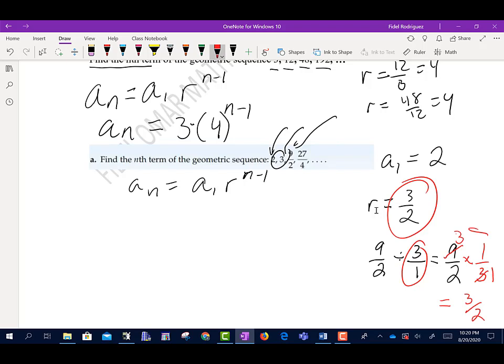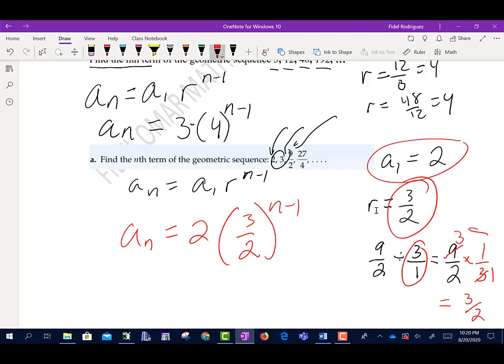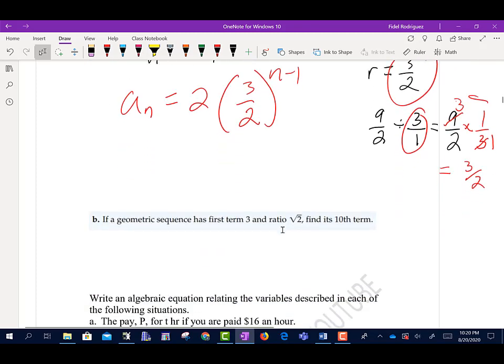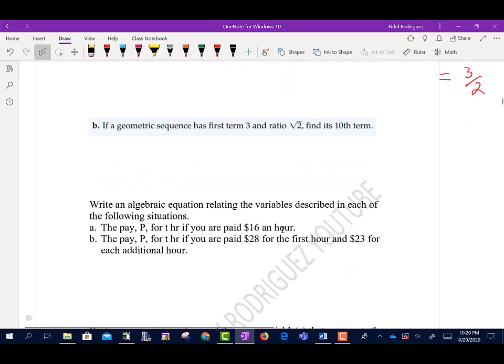Okay. So now my formula is going to be AN equals A1, which is 2, times 3 halves to the power n minus 1. Let me scroll a little bit more. Okay. And let's do part B. My pen is freezing up. There we go. Okay, so look what it's telling me. It's telling me here that the first term is 3. So A1 is 3.